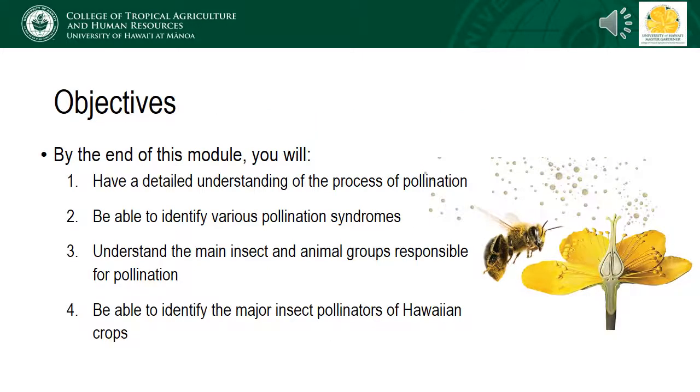By the end of this module, you will have a detailed understanding of the process of pollination, be able to identify various pollination syndromes, understand the main insect and animal groups responsible for pollination, and be able to identify the major insect pollinators of Hawaiian crops.